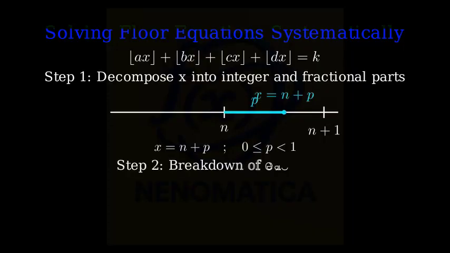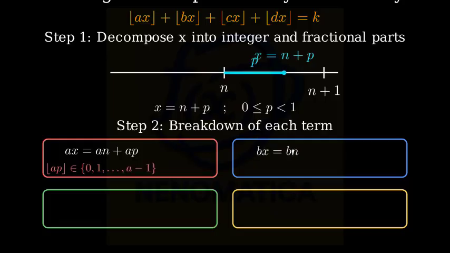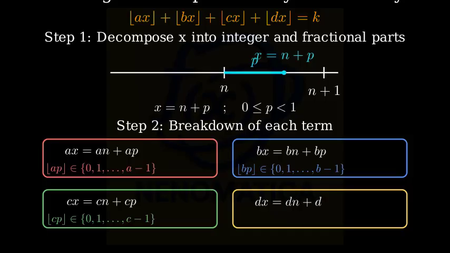Step 2. We express a times x, b times x, c times x, and d times x as integer parts plus fractional parts: an plus ap, bn plus bp, cn plus cp, and dn plus dp. Because p is between 0 and 1, ap ranges from 0 to a, but not including a. So the floor of ap can be any integer from 0 up to a minus 1. The same logic applies to the floor of bp, cp, and dp.